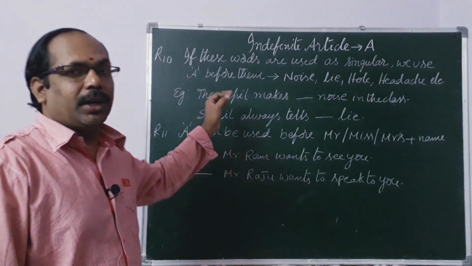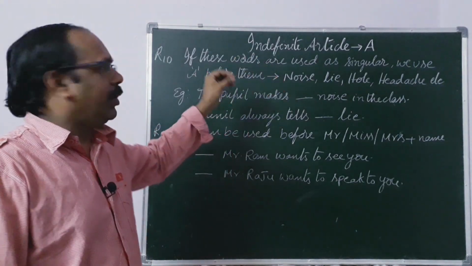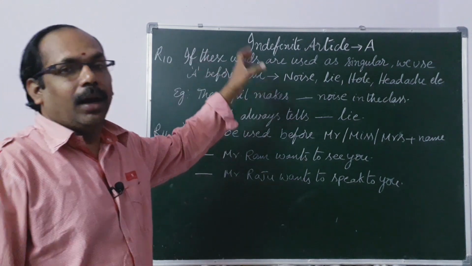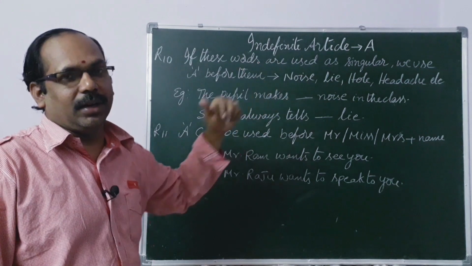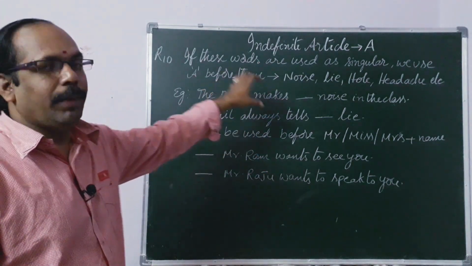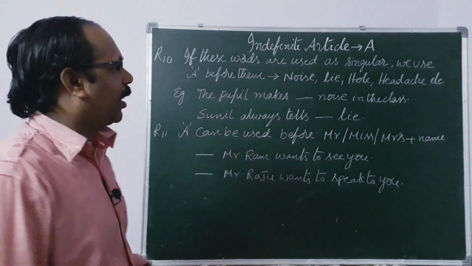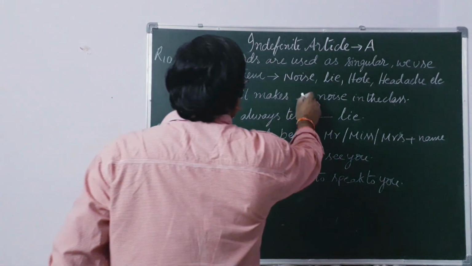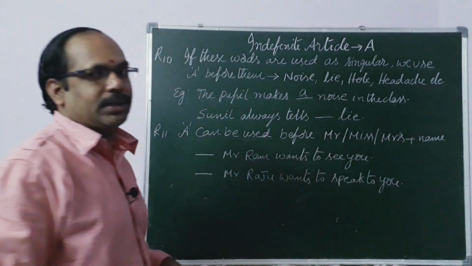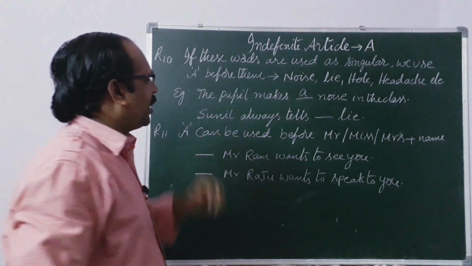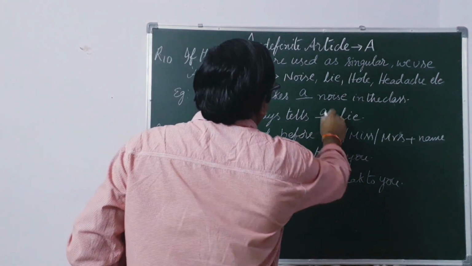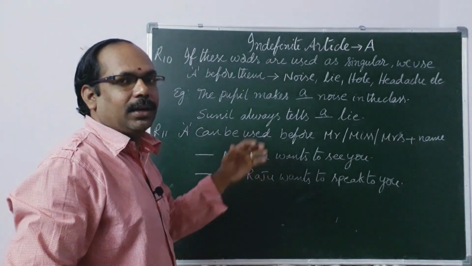If these words are used as singular, we use a before them. They are noise, lie, hole, headache, etc. For example, the pupil makes a noise in the class. And another example is, Sunil always tells a lie.